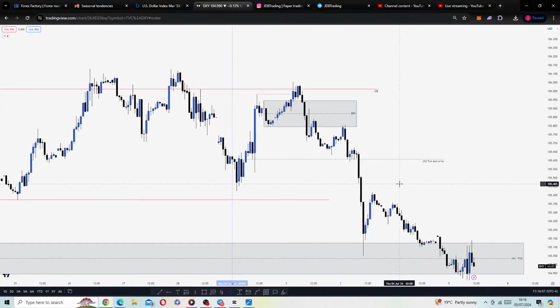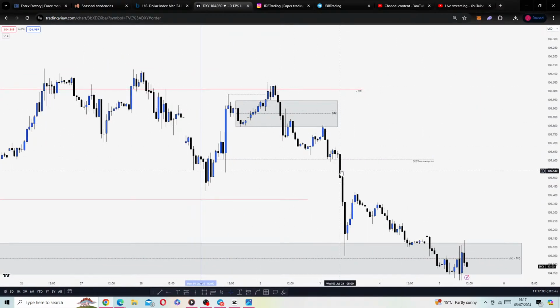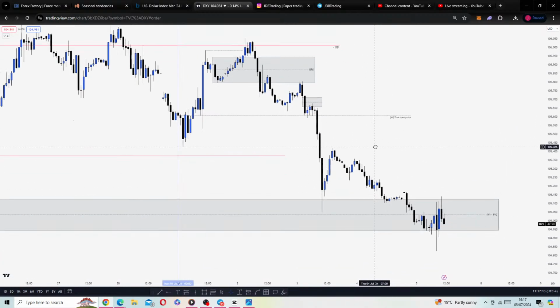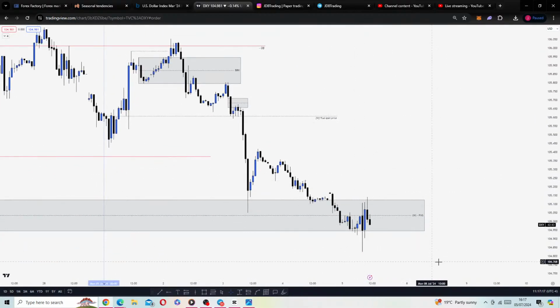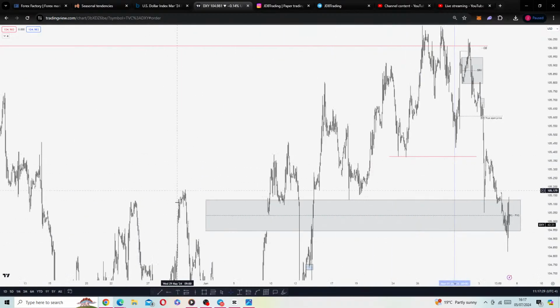So it hit off the breaker, expanded down, IOF, fair value gap, continued down from there, going into the weekly fair value gap, and consolidated in the weekly fair value gap to close the week. We're coming up to the close today. I would prefer to see, potentially, as we've got bullish higher time frame order flow, as I'll show you now.